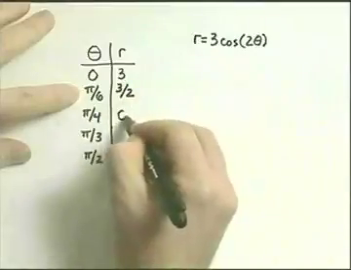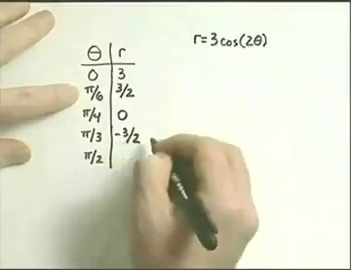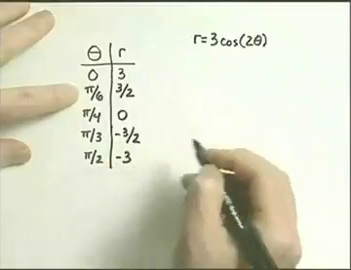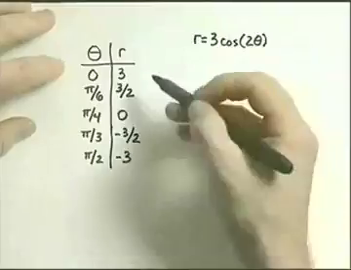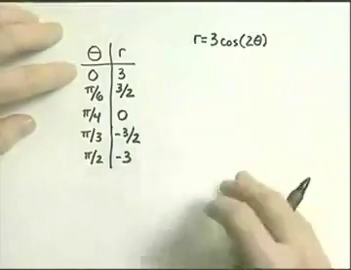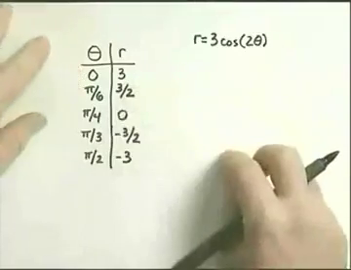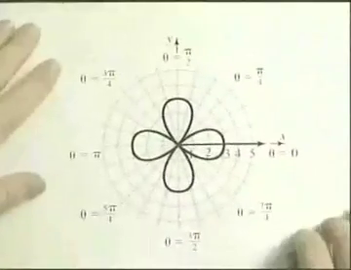I'll just fill in the remaining values of r for the corresponding angles and leave it to you to verify the results. What I'm going to do now is plot these points, r comma theta, in the polar graph, and then use the symmetry to find additional points. So this is the graph that we obtain.